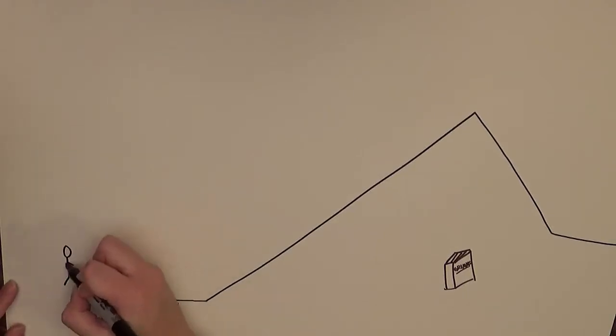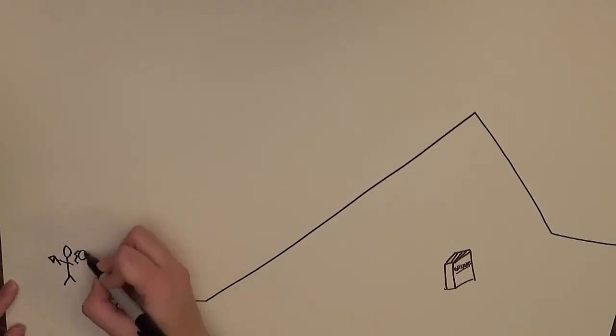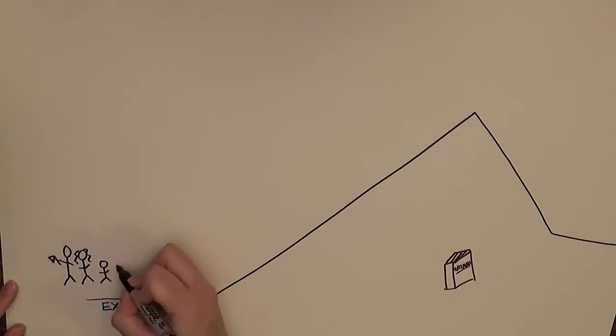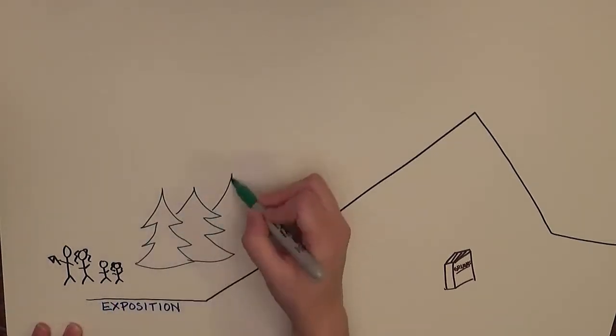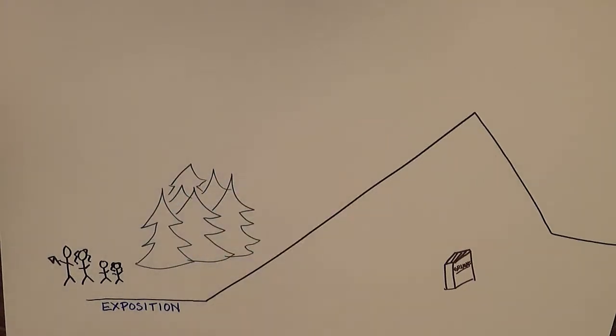The exposition at the beginning of the story tells us that a poor woodcutter, his wife, and his two children, Hansel and Gretel, live near a great forest. And they don't have enough to eat. This begins to set the stage for the main conflict.